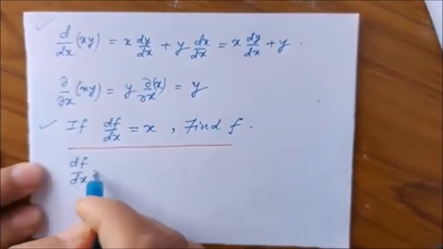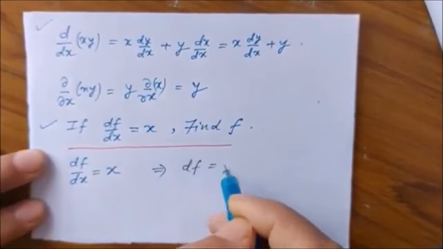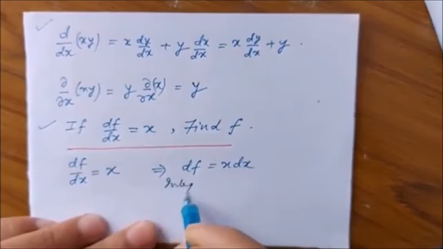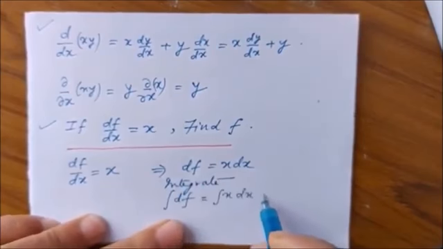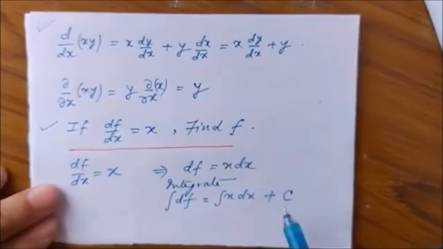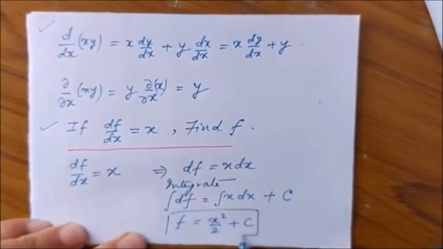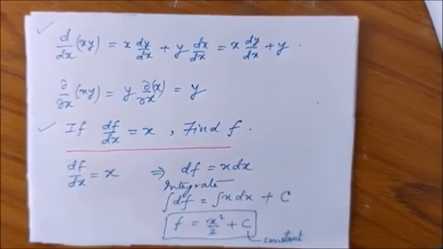Now df/dx is given to be x, which means the value of df is x dx, and we can integrate. Since it is an indefinite integration, a constant c will come, which is called the constant of integration. Now this is f, and this is x square by 2 plus c. So this is the answer, and c can be found out from boundary conditions. This is the constant of integration.